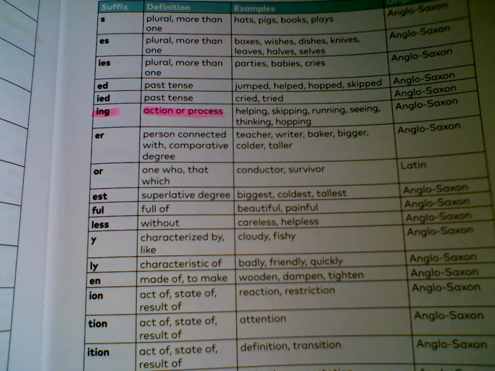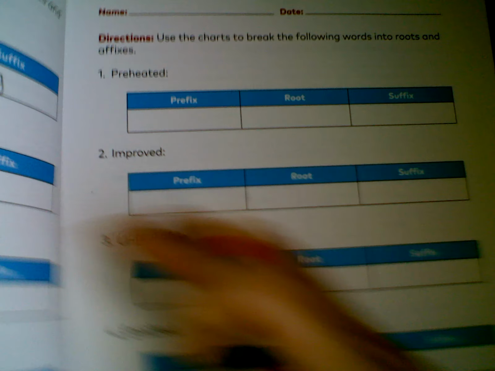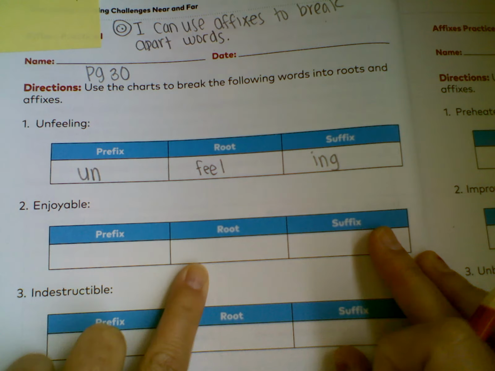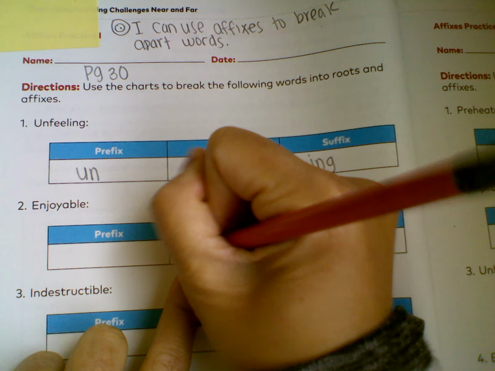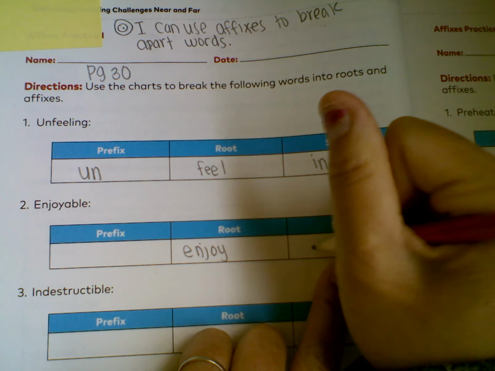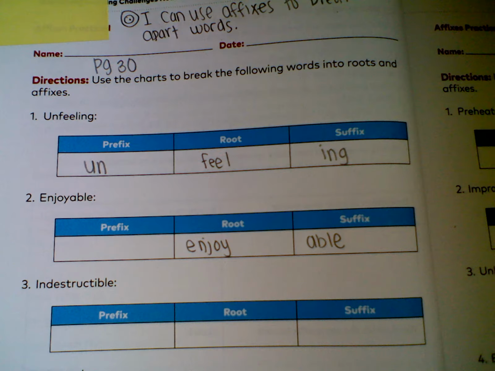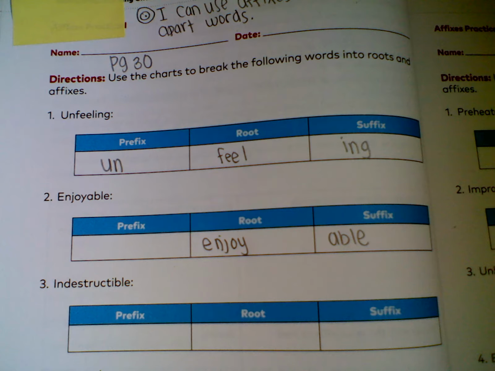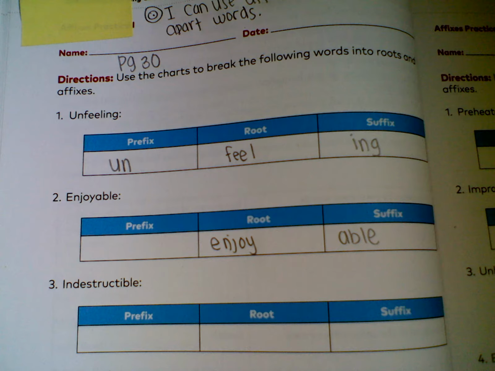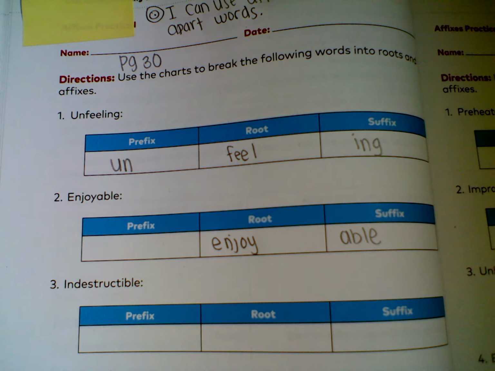All right, so it doesn't look like it's on here, but I will help you. So there's no prefix in enjoyable, but the root word is enjoy. Okay, and then the suffix is able, A-B-L-E. The chart they give you doesn't have all the suffixes, which makes sense because if they gave you all of them, it would be too long, but that's okay.